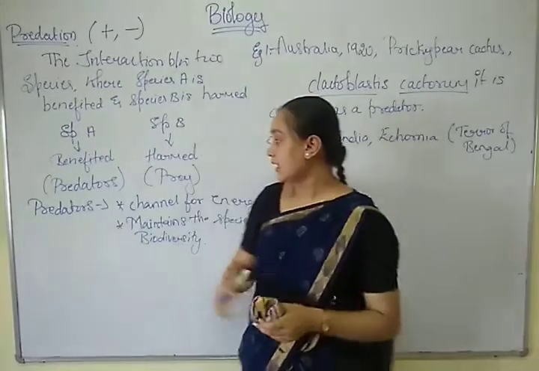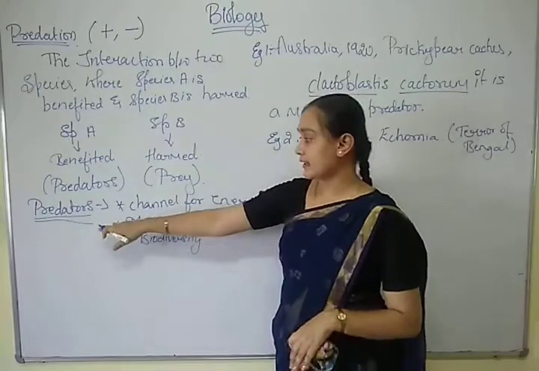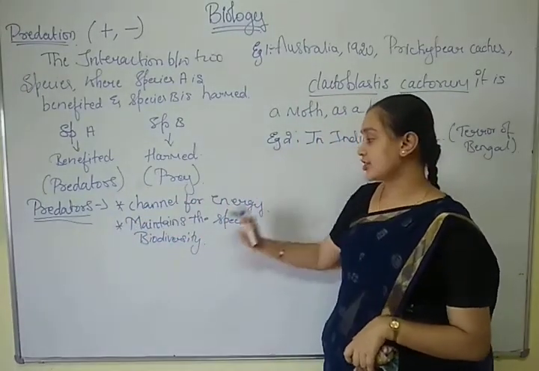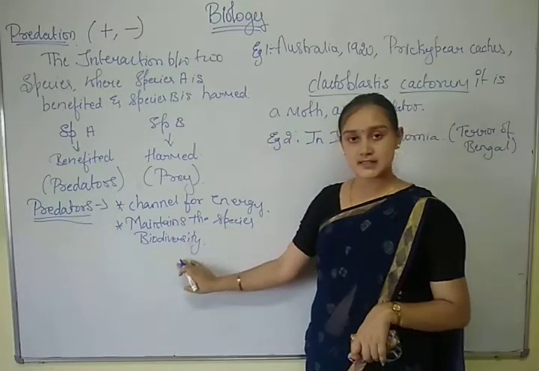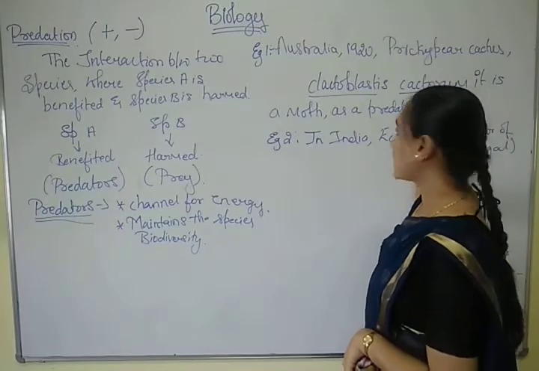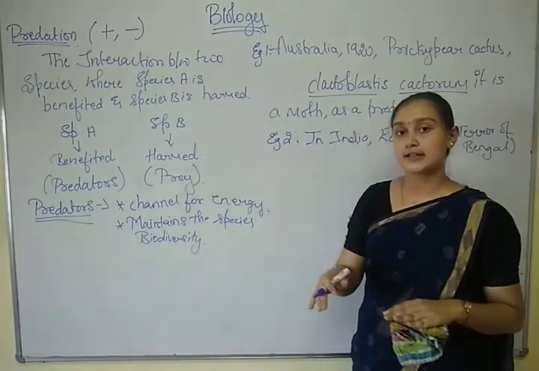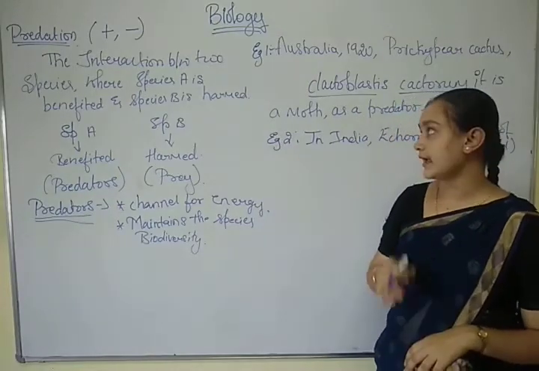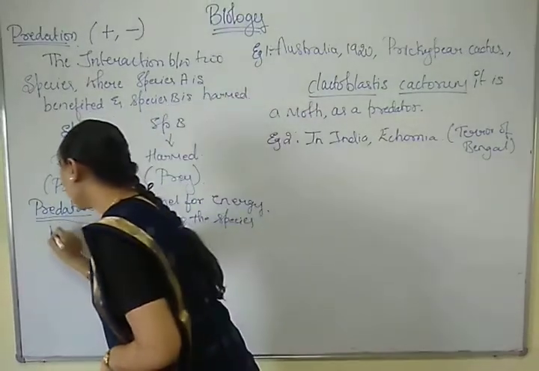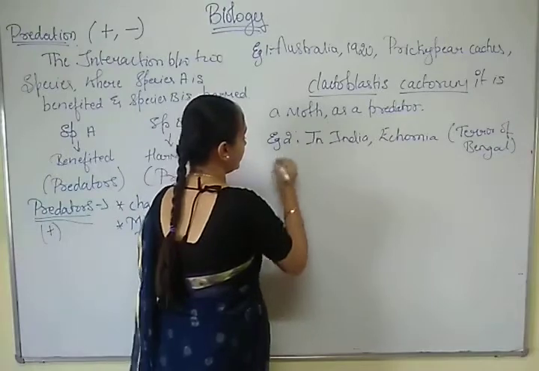Now let's see about the prey. Predators help to maintain the channel for energy, and they maintain the species diversity. With an example, we took the cactus and the moth. The moth is maintaining the number of species of that cactus in that particular area. So this was about the predators. Predators are benefited. And next, let's see about the prey.